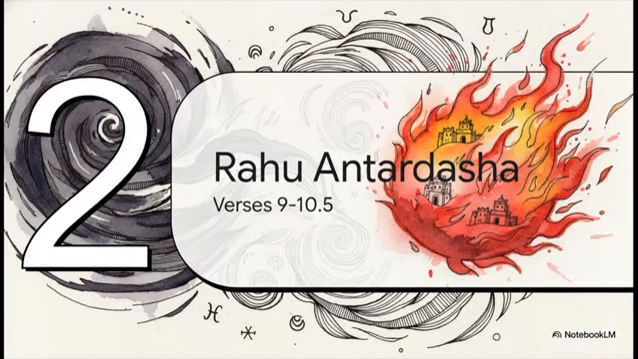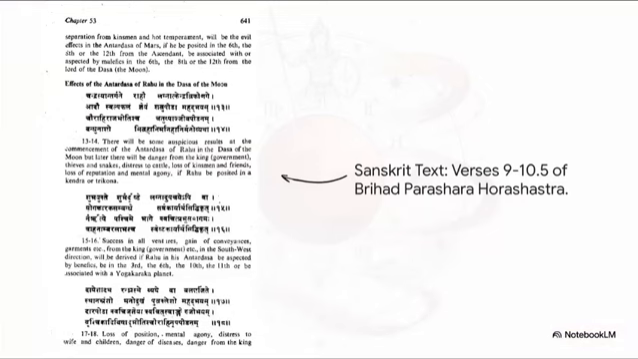Moving right along to Section 2, the Rahu Antardasha, covering verses 9 through 10.5. We're turning our attention now to the shadowy catalyst of Rahu entering the fiery domain of Mars. It's this fascinating intersection of orthodox action, represented by Mars, and unorthodox expansion, which is Rahu all over. Astrologically speaking, Rahu doesn't have physical mass. It's a mathematical shadow, a node of the moon. Yet, in the Vimsottari Dasa system, it's treated with the full weight of a planet, known for sudden, explosive results.